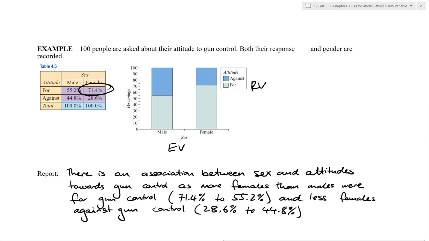71.4% females for gun control up here. Only 55.2%. You've got 16.2% difference. And less females against gun control. There's only 28.6% of females against gun control, whereas in this study, there's 44.8% of males against gun control. It doesn't mean that that's true of all people, just in this particular study.